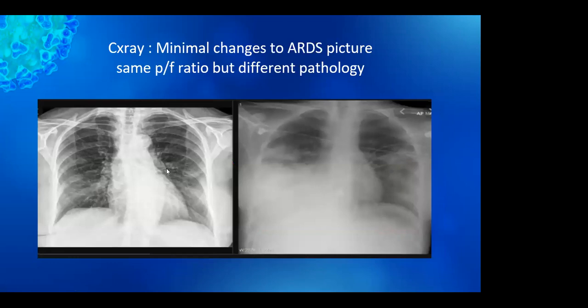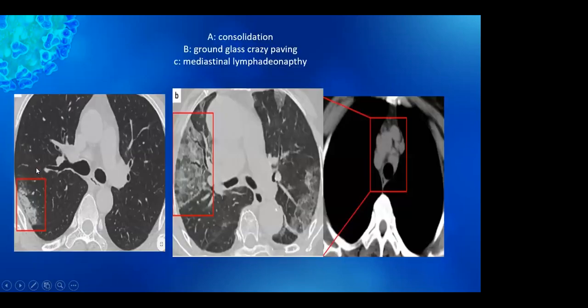And we can see the pictures. This X-ray has minimal changes, and this X-ray is totally destroyed with consolidation, collapse, and an ARDS-like picture. So different pathologies can be found in COVID cases. Here we can have consolidation, we can have ground glass, crazy-paving appearances, and even mediastinal lymphadenopathy is noted in COVID cases.